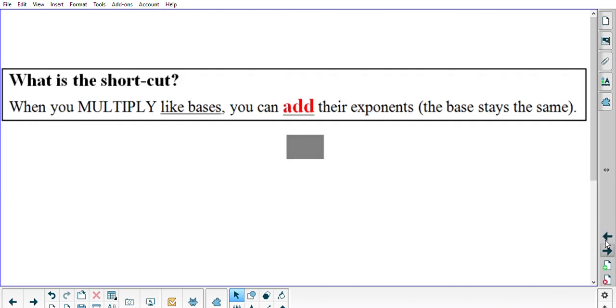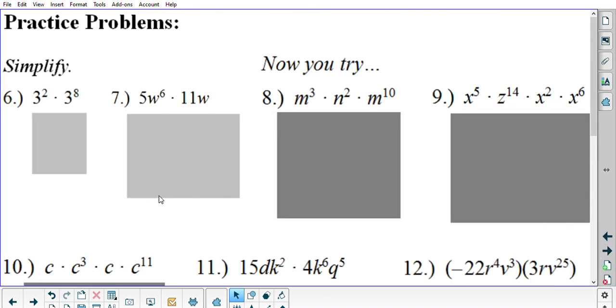And we can now use this shortcut to do problems in a much quicker fashion than what we were doing above. Let me lead you through number 6 and 7. In fact, this is already typed up on your guided notes. We have 3 to the 2nd times 3 to the 8th.